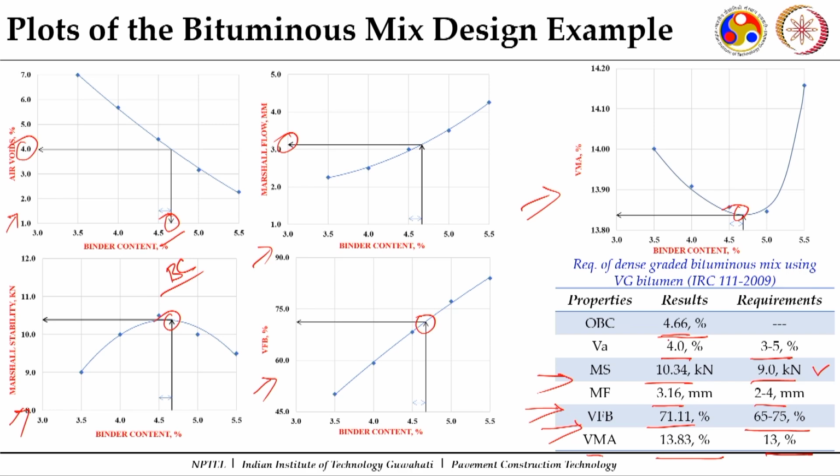So then I can consider this 4.66 as my optimum binder content, and from the plot between the density and the binder content, I need to get the density of the mix to which it is to be compacted in the field. So this now becomes my optimum binder content. This is a conventional method of mix design which is attempted for bituminous mixes, and as we discussed earlier, bituminous bond mixes are of different types.